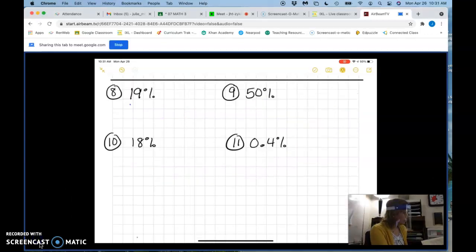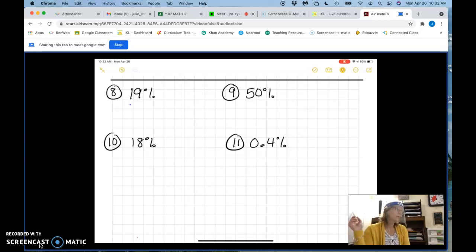So the directions for this section say write each percent as a fraction. So we're going to turn the percents into fractions. Cameron, why don't you do the first one, and we'll see if somebody else can help. 19 over 100. Okay, awesome. So all we have to do is put that percent over 100.